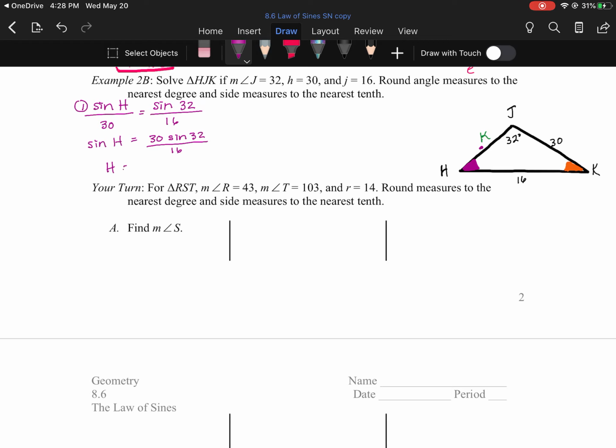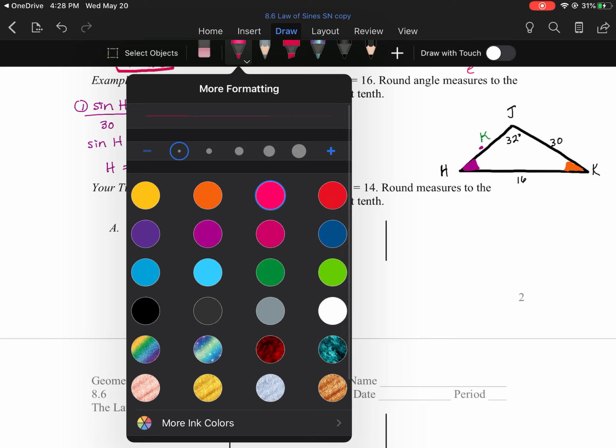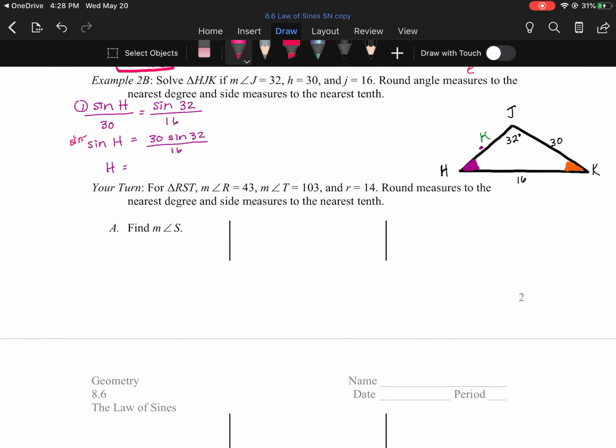And then I have to do the sine inverse of both sides. And then you're going to want to type all that in the calculator, but I'm running out of room. We end up getting that the measure of angle H should be approximately 83.5 degrees. It says to the nearest degree, but I really hate rounding something to the nearest degree if it's a decimal, so I'm going to leave mine like that. All right, so that is H.